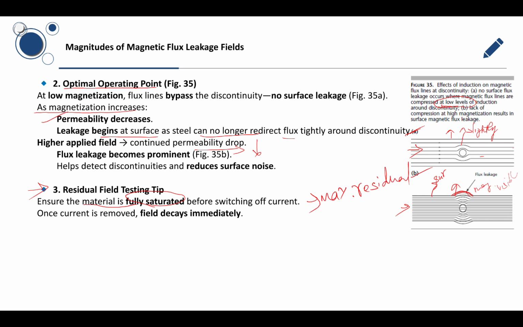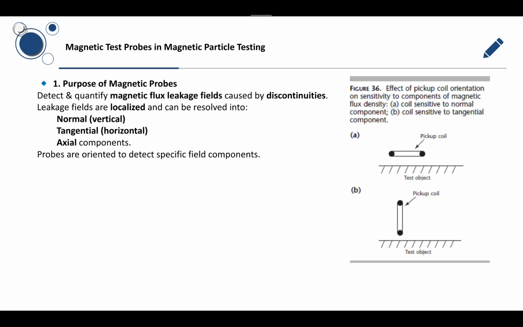So we move to the next slide. Magnetic test probes in magnetic particle testing. Magnetic probes are our eyes and ears in detecting the invisible flux leakage. Purpose of magnetic probes: their primary purpose is to detect and quantify the magnetic flux leakage fields caused by discontinuities.